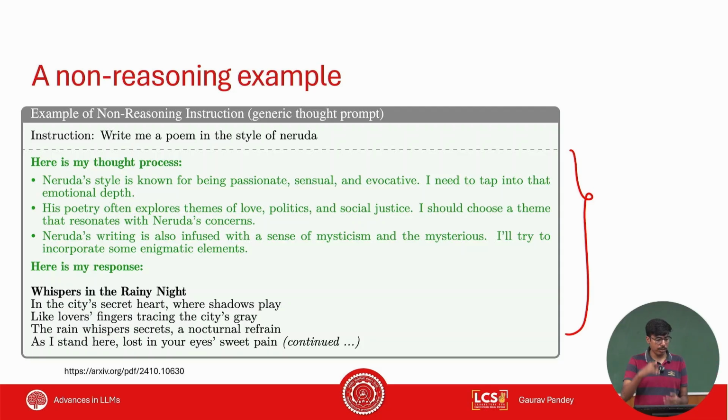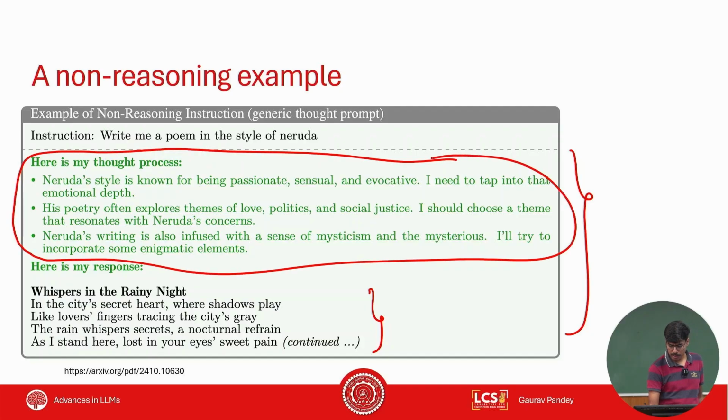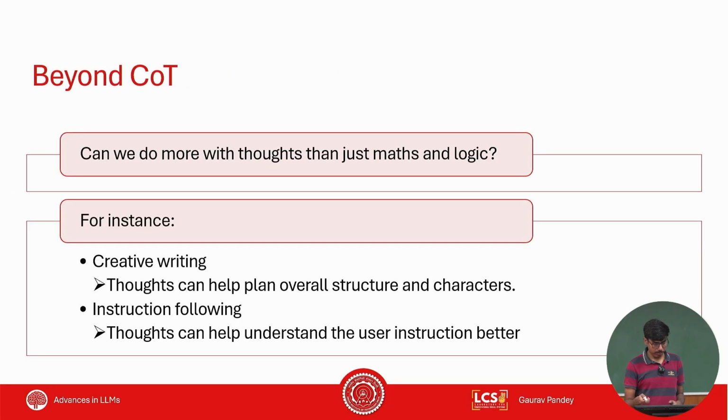It should first have a thought. Here is my thought process: okay, Neruda's style is known to be passionate and evocative. His poetry explores themes of love, politics, and then this is the final thing. So this part need not be shown to the user at all. This can be thought of as a latent thought. This part can be kept hidden also, right? People have explored latent approaches, like variational approaches, for generating these thoughts, but this uses DPO. Let me show you.